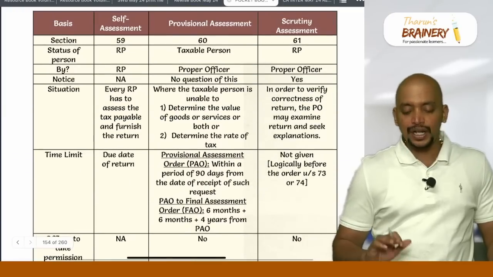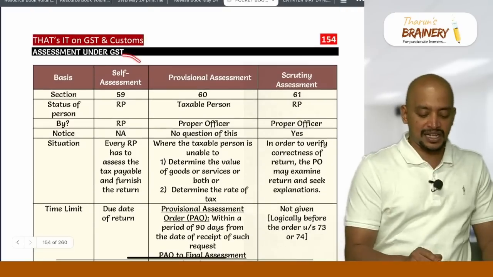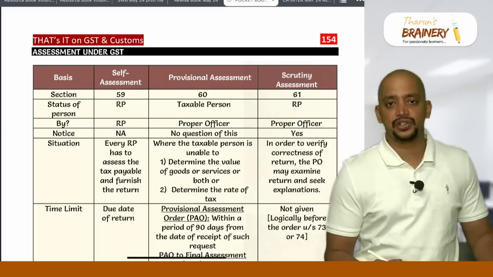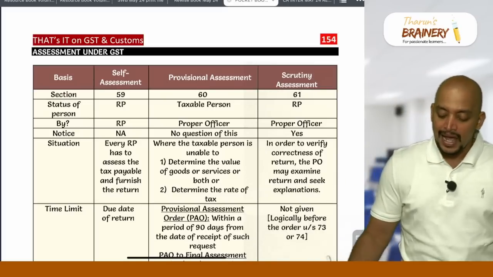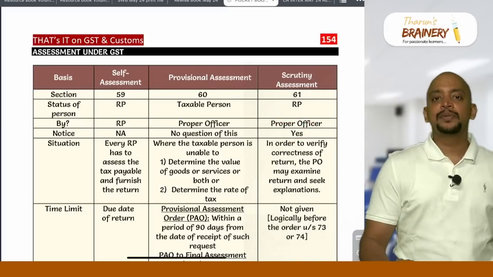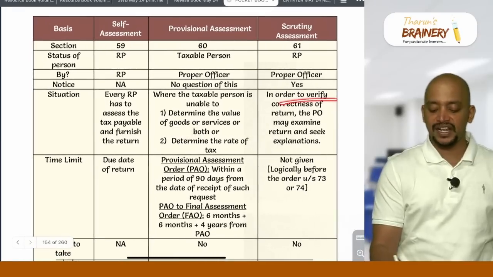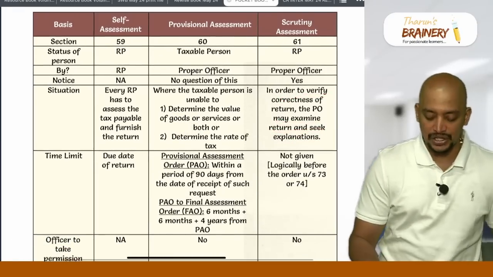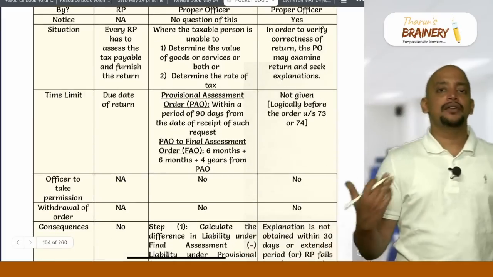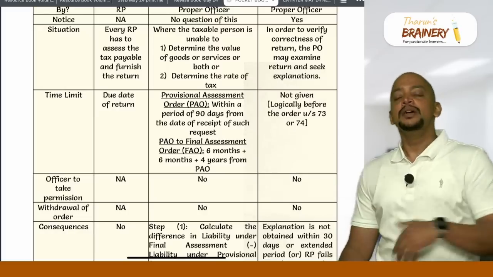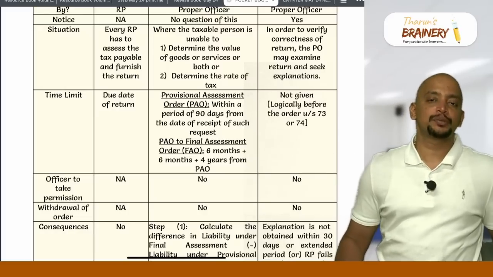Then scrutiny assessment will come whenever there is a self-assessment. A self-assessed return will be taken up for scrutiny as per section 61 by the proper officer, and the proper officer will give a notice if there is any discrepancy. Mainly, scrutiny assessment is to verify the correctness of the return. The proper officer may examine the return and seek explanations. They have not given any time limit, but we need to connect the time limit to 73 and 74, because there is a time limit to give the notice for the purpose of recovery.